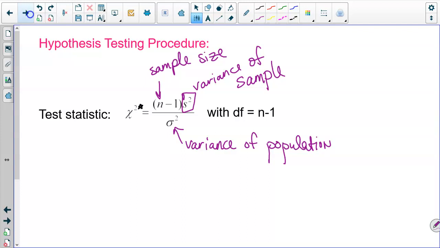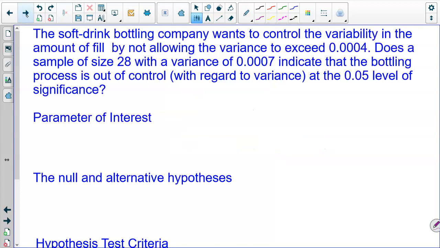No? Okay. So the soft drink bottling company wants to control the variability in the amount of fill by not allowing the variance to exceed 0.004. Does a sample of size 28 with a variance of 0.007 indicate that the bottling process is out of control with regard to variance at the 0.05 level of significance? So this is a real world problem, so you can see why sometimes you need a chi-square distribution.